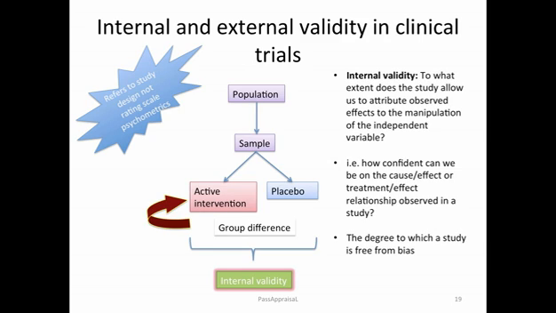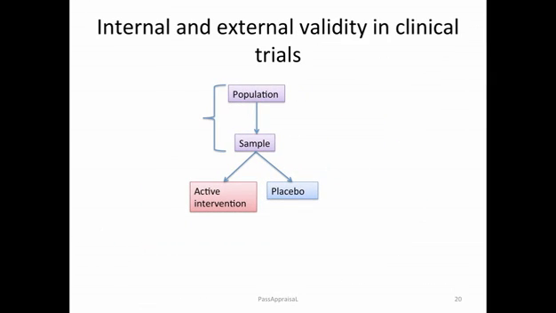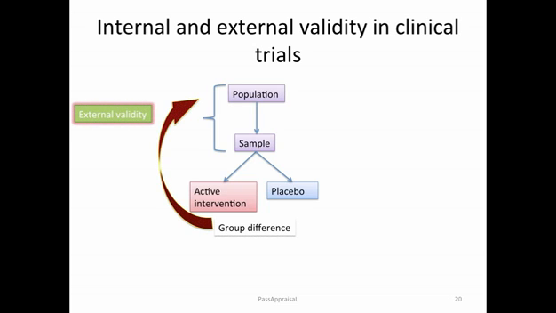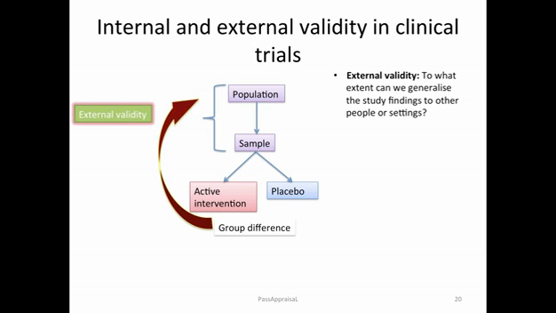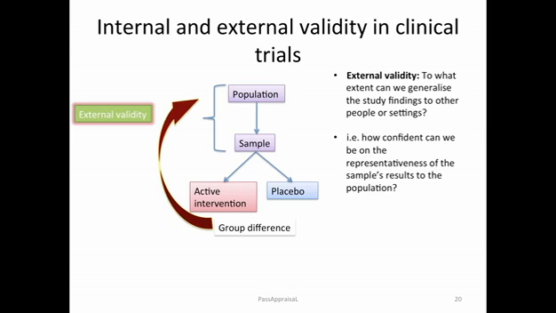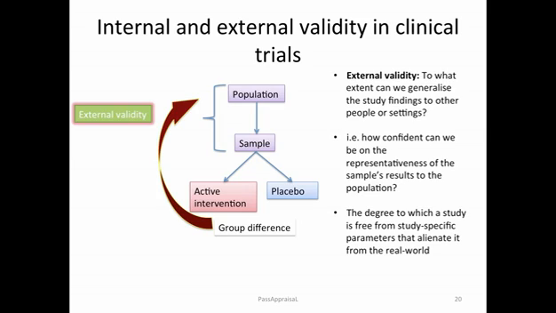In the context of a clinical trial, internal validity refers to the degree to which a study is free from bias. In contrast to internal validity, external validity refers to whether the group difference in a sample can be generalized to the population. In other words, the extent to which we can generalize the study findings to other people or settings is referred to as external validity. This is the degree of confidence with which we can say that the sample represents the population from which it comes. The more pragmatic a trial is, the more generalizable the results will be.